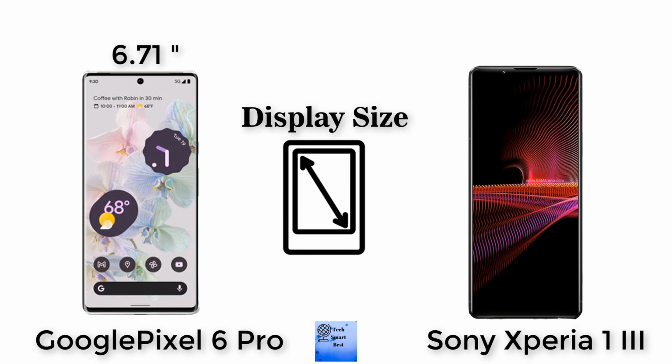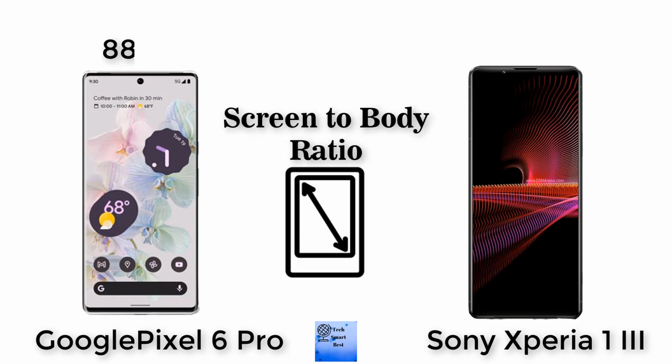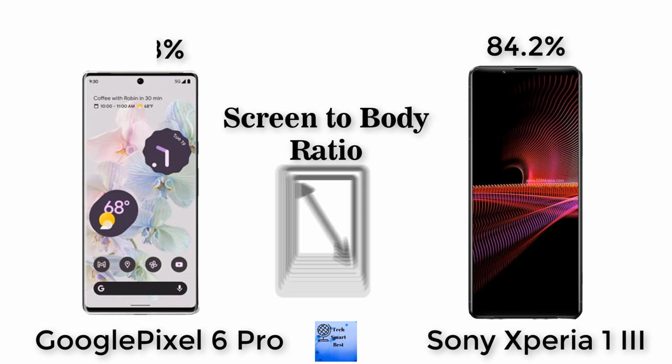The display size of the Google Pixel 6 Pro is 6.71 inch and the display size of the Sony Xperia 1 Mark III is 6.5 inch. The screen to body ratio of the Google Pixel 6 Pro is 88.8% and the screen to body ratio of the Sony Xperia 1 Mark III is 84.2%.